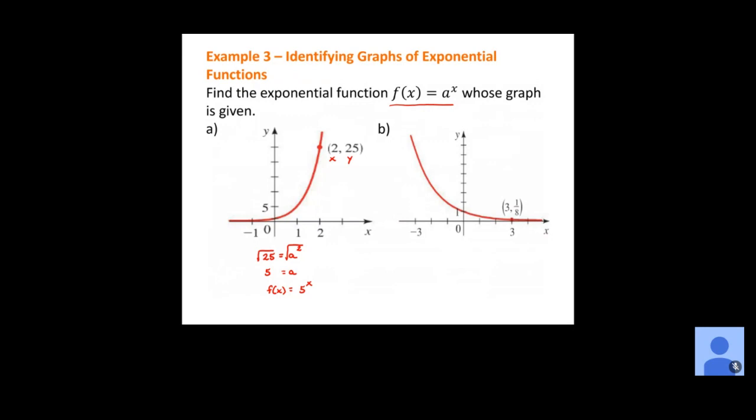So if you're given a graph with a point, right, and we know we're looking for a to the x, plugging in your x and y, solve for a, that gives us our base. And now we know that that function just has to be 5 to the x power. Any questions on that one?